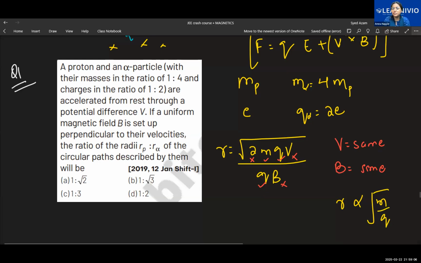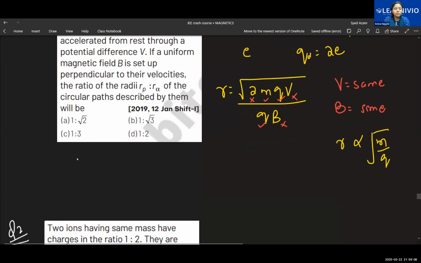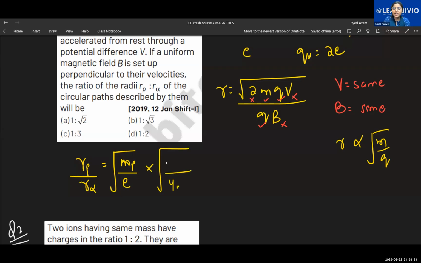Charges ratio is 1:2. So when we are taking ratio, we have proton first. So what's the mass of the proton? Under root, what's the mass? Take this as MP. Right now in this question it is mentioned, but you should remember it. And the charge as E, divided by the alpha particle. Now this time mass will be 4 MP and the charge will be 2 E.